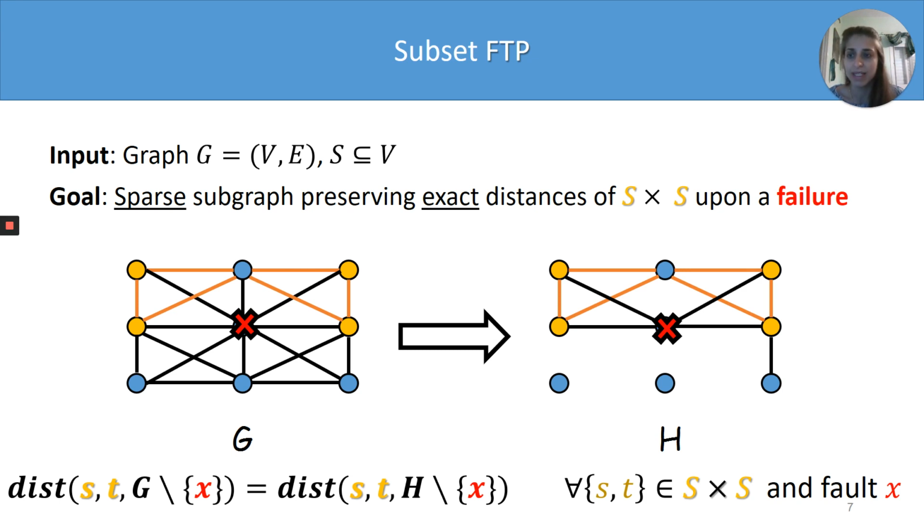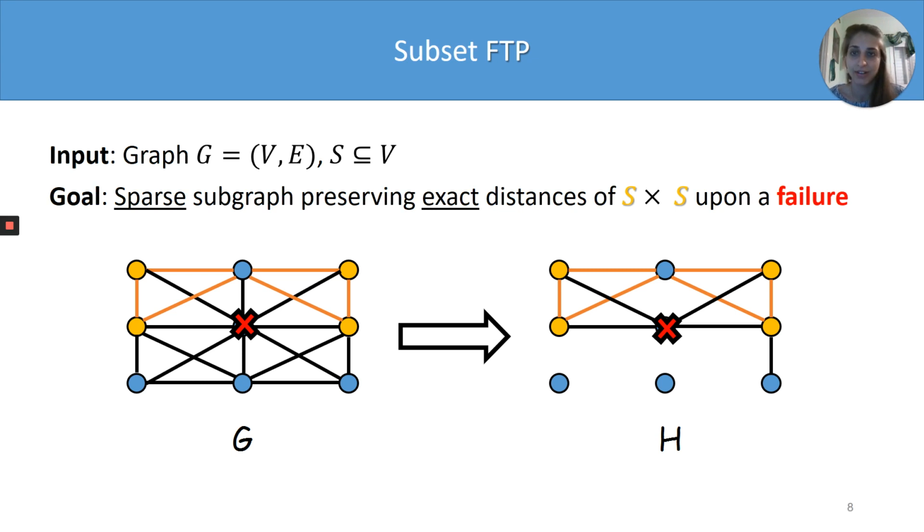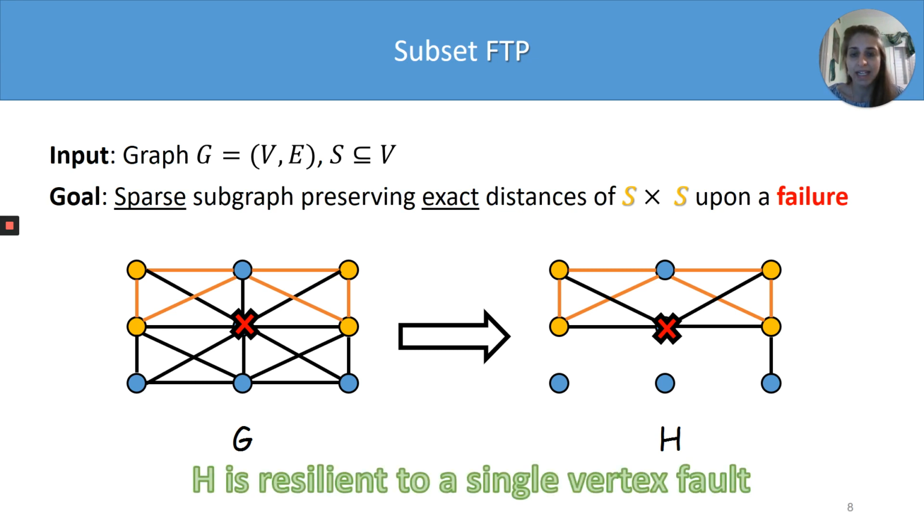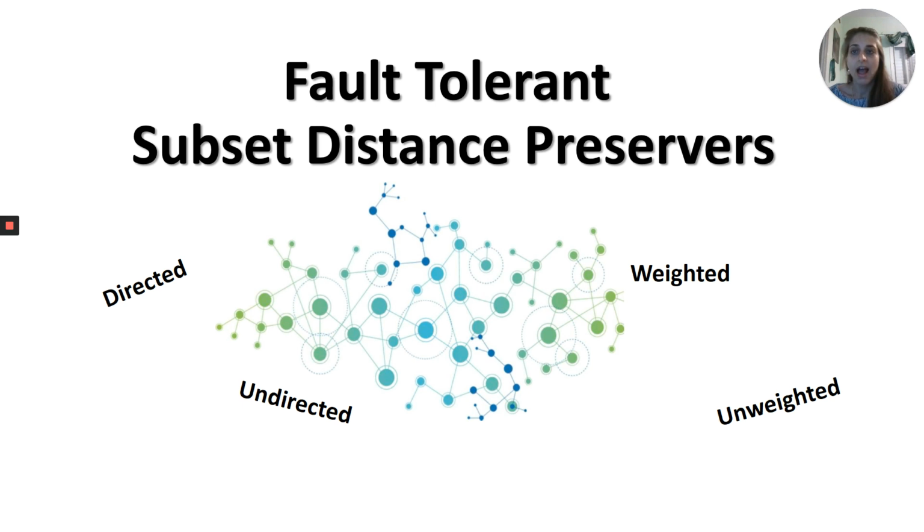And formally, we say that for every pair of nodes from S, the distance between them in G minus X is the same as in H minus X, and this holds for every two nodes from S and for every fault X. And I will also mention that the definition of fault tolerance for edges is the same, except X is an edge. But this work is about vertex fault tolerance, so when I say fault, I usually mean a vertex fault. So now we added enough edges to H to say that H is resilient to a single vertex fault. Our work is about fault-tolerant subset distance preservers.